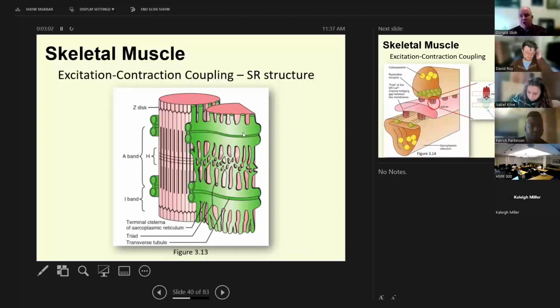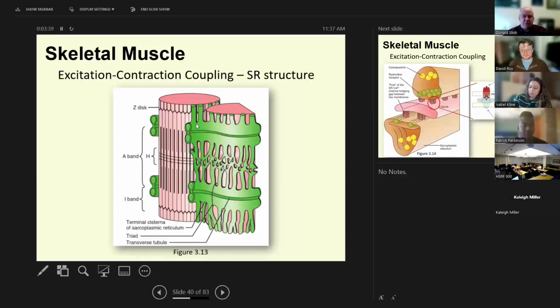So this is your smooth ER basically, but it is structurally different from smooth ER in other cells because its function is so important here. So here we call it the sarcoplasmic reticulum, SR. So this is your SR, and the SR is in what we call a triad junction here. So you've got one SR on one side, another SR on another side, and this transverse tubule, which is an extension of the plasma membrane, comes right down into the cell and attaches to these sarcoplasmic reticuli.